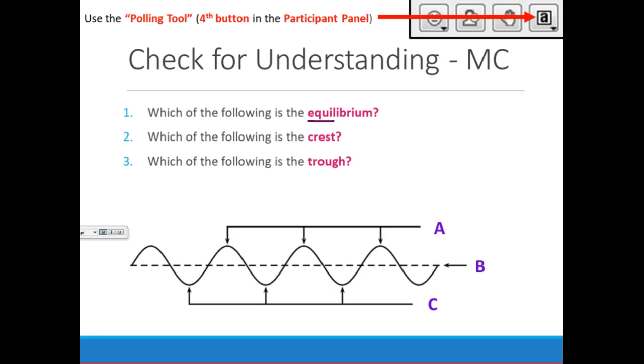Awesome. Seeing lots of answers. Looking good, looking good. Yes, this one is going to be letter B. B is the equilibrium because it is the very center. Excellent. All right, the next one.